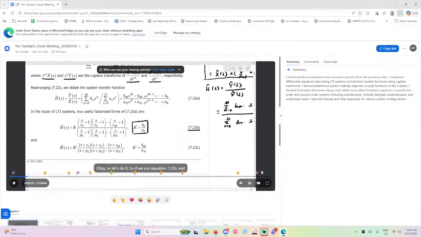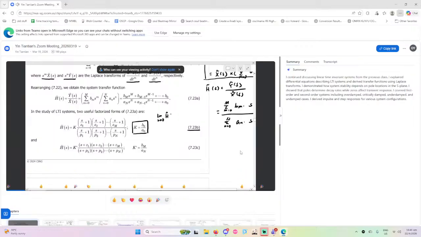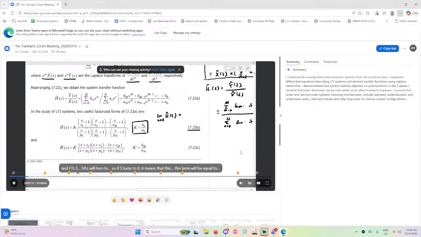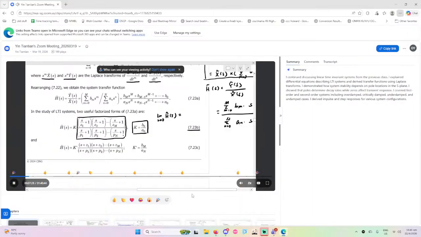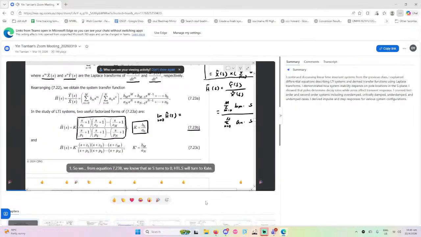If we use equation 7.23b and we make s tend to 0, then H(s) will tend to, so if s tends to 0, it means that this term will be equal to 1, right? 1 multiplied by 1 multiplied by 1 multiplied by 1. So the whole term here will be equal to 1. So from equation 7.23b, we know that as s tends to 0, H(s) will tend to k. This is from equation b.